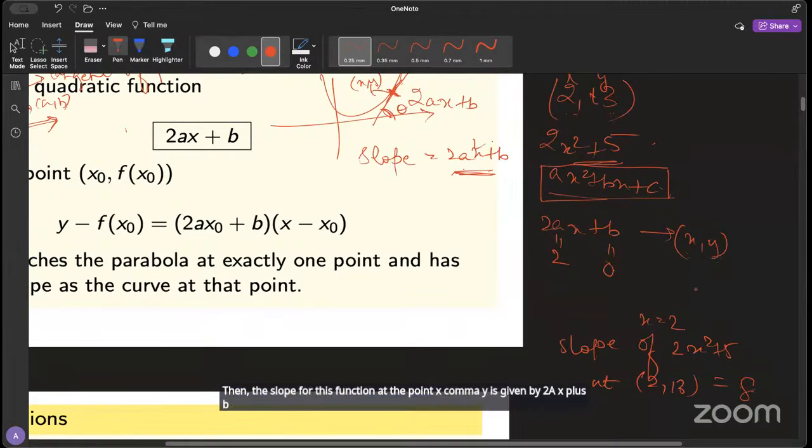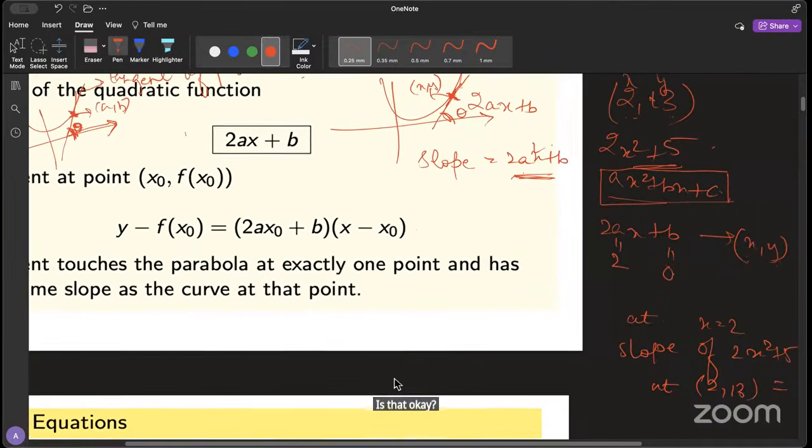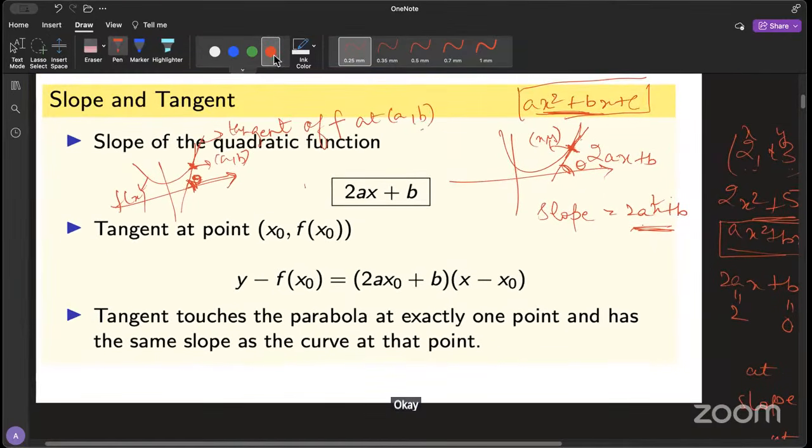But I have to find the slope at 2 comma 13, right? So I should put x equals 2. That's why I've put 2. Is that okay? Yes, ma'am. Okay, then moving to the next part.